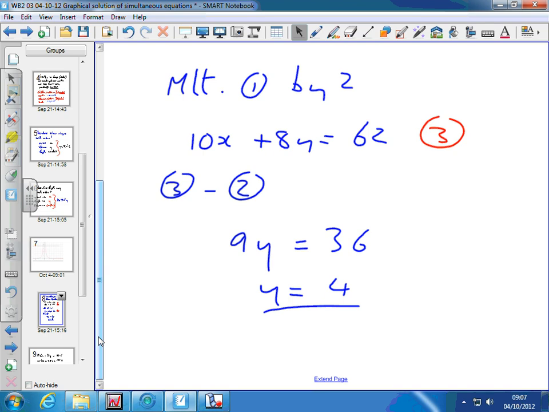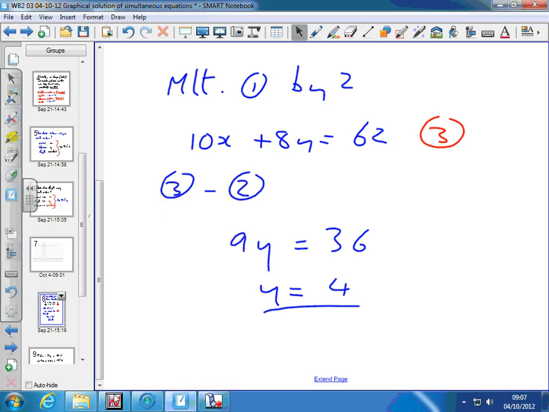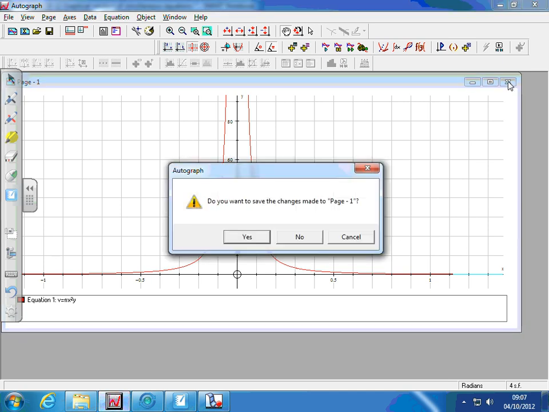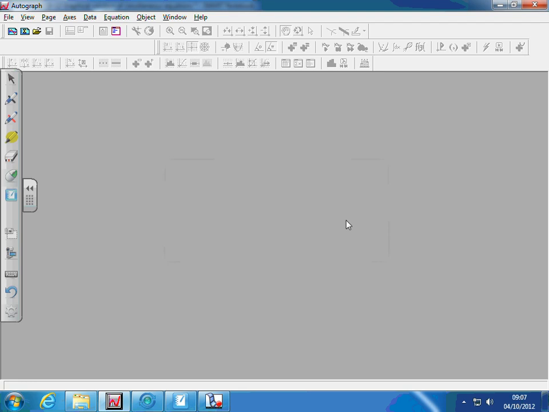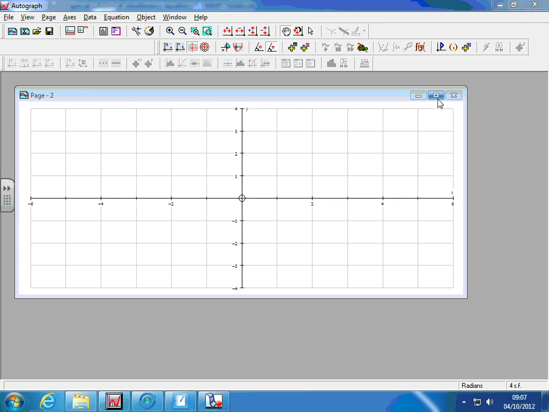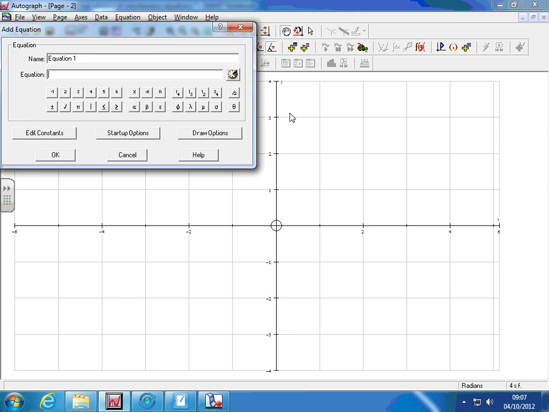If we do that on Autograph, what we do is plot those two equations, equation 1 and equation 2. So let's close this and open a new page, and literally plot those two equations. So the first equation, what was equation number 1? Somebody read it out. Plus 4y, yep, equals 31.